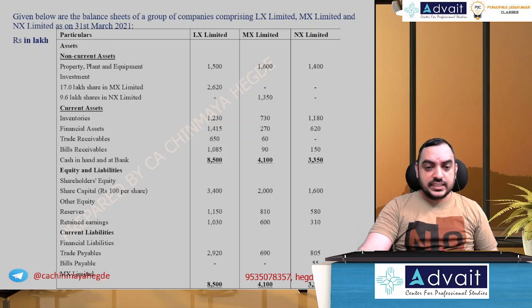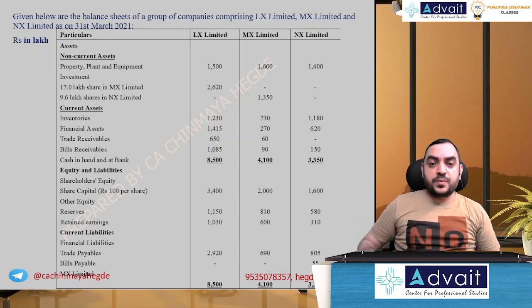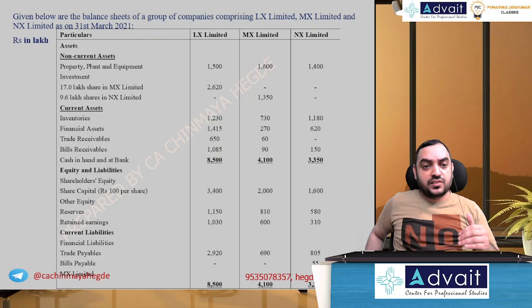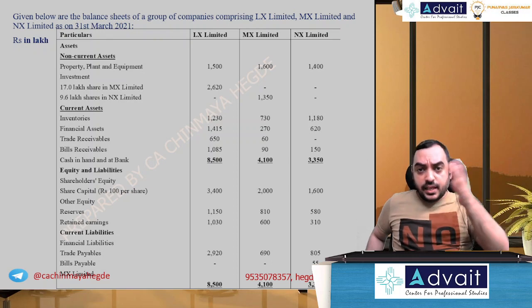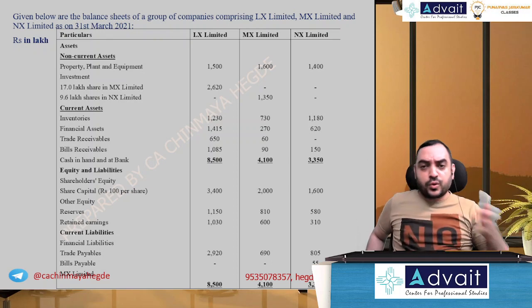This is the chain holding problem asked in the exam of July 2021. Given below are the balance sheets of a group of companies comprising LX, MX, and NX. Let's call it LMN. Given are the investment in MX and investment in NX. So L in M, L, M, N. The top-down approach, chain holding.